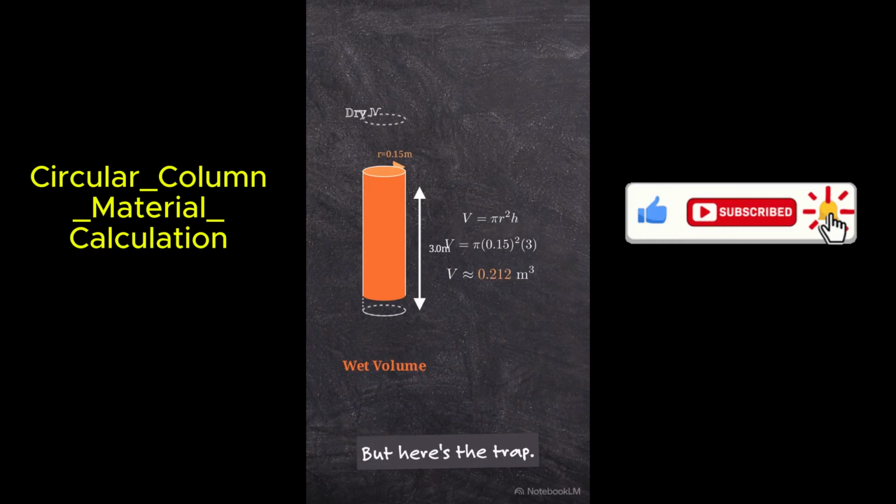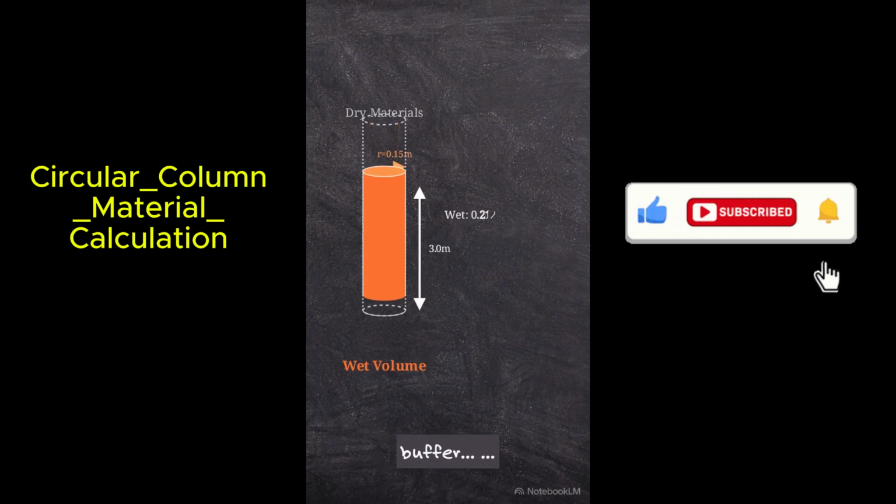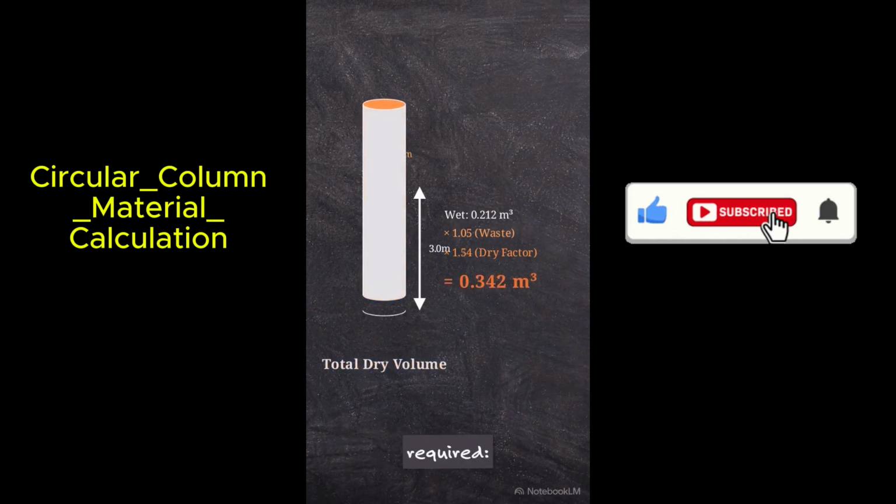But here's the trap. Adding water makes dry powder and gravel shrink and compress together, so the final wet column is actually smaller than the raw materials you need. To fix this, we add a 5% waste buffer and multiply by the 1.54 dry volume factor. This expands the cylinder to reveal the true volume of unmixed ingredients required, 0.342 cubic meters.